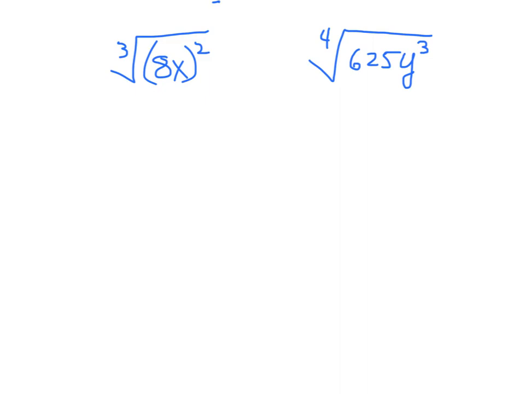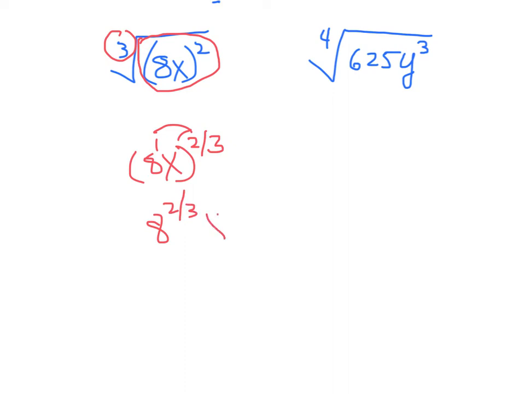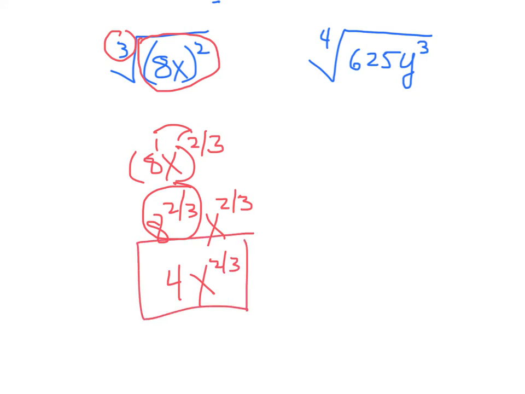So for this problem, I'm going to copy down this part that's under the radical, called the radicand. So if I copy that down, 8x raised to the 2. This index becomes the denominator, so it's over 3. Now this is a problem I can do because I can distribute the exponent and get 8 to the 2/3 x to the 2/3. So 8 raised to the 2/3 is 4. So bring down the x to the 2/3, and you have your final answer, 4x to the 2/3.